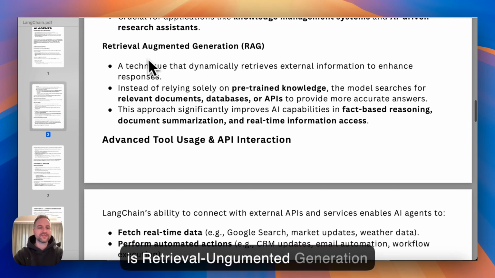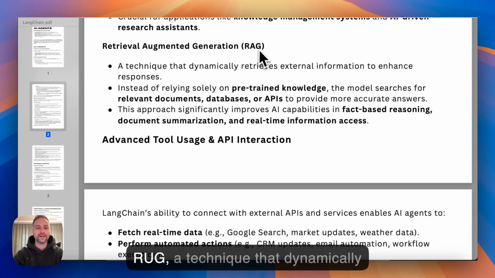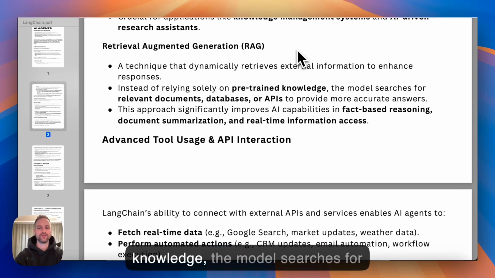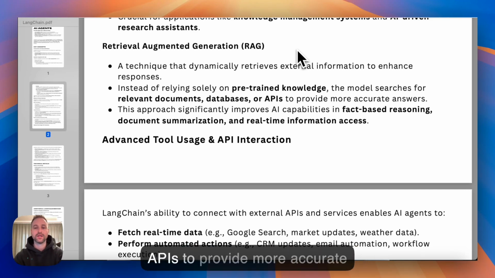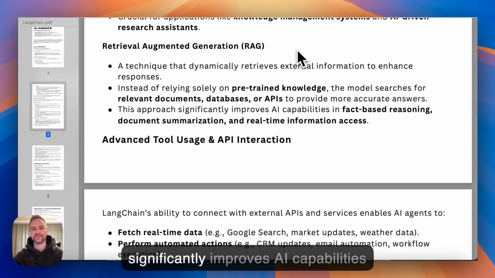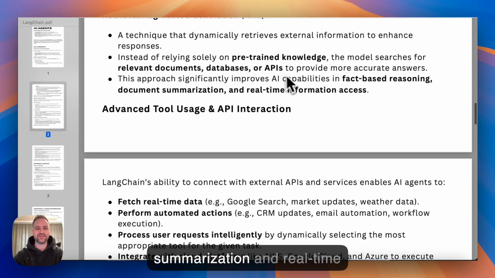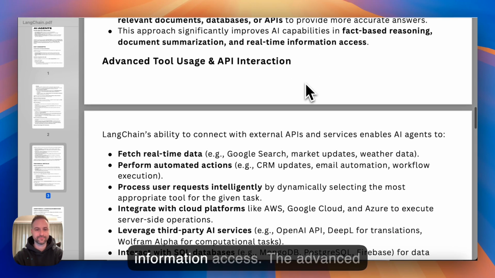So then there is retrieval augmented generation, RAG, a technique that dynamically retrieves external information to enhance responses. Instead of relying solely on pre-trained knowledge, the model searches for relevant documents, databases, or APIs to provide more accurate answers. And this approach significantly improves AI capabilities in fact-based reasoning, document summarization, and real-time information access.